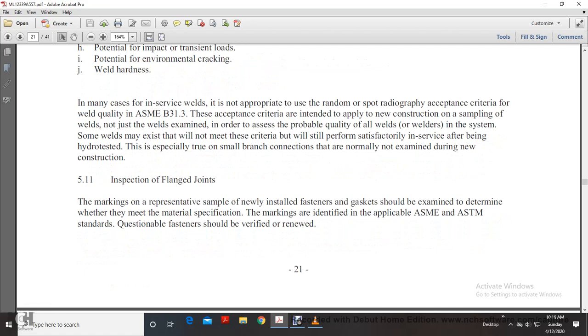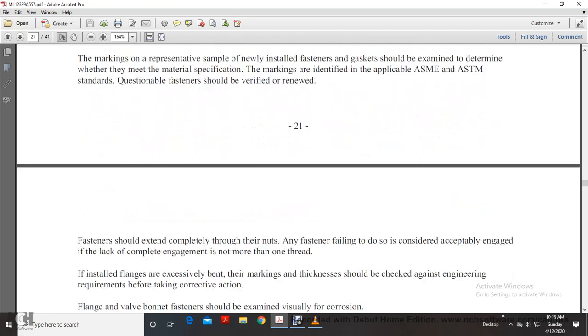Part 511, inspection of flange joints. The markings on a representative sample of the newly installed fasteners and gaskets should be examined to determine whether the material specification markings identify the appropriate applicable ASME or ASTM standards. Questionable fasteners should be verified or renewed. Fasteners should extend completely through their nuts.